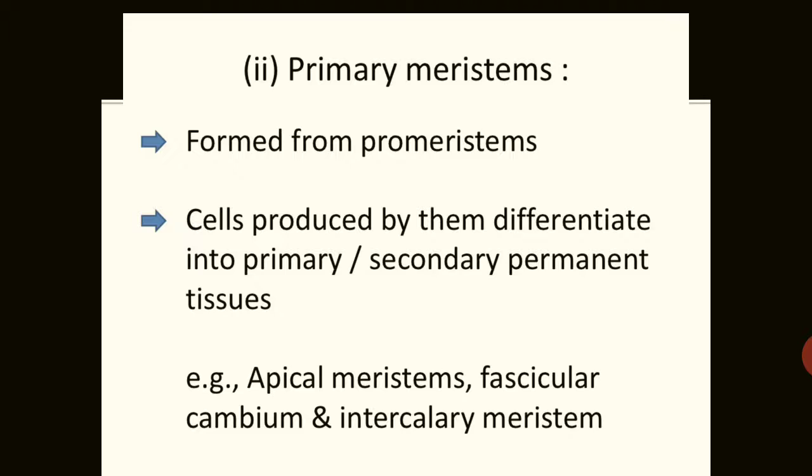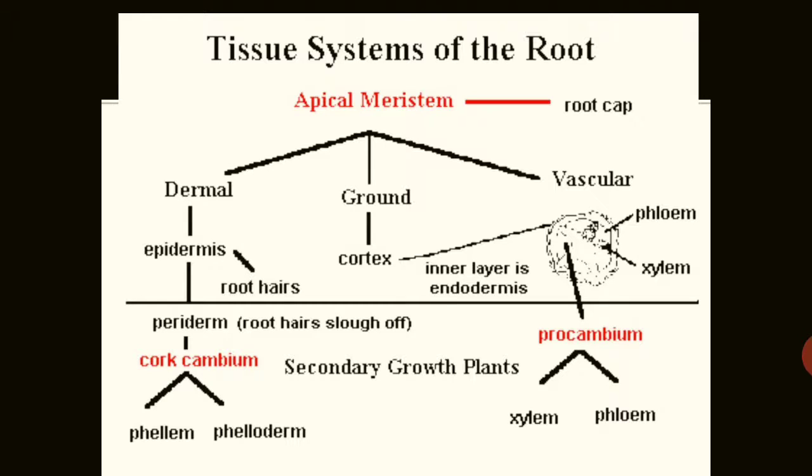For example, apical meristems are found in the apex region, fascicular cambium in between the vascular bundles, and intercalary meristems near the internode. In the tissue system of the root, we find that the apical meristem is found near the root cap. The root cap is the hard portion responsible for penetrating even the hardest soil in the root system. If we study these meristems, we find the ground tissue area, which is known as the cortex.